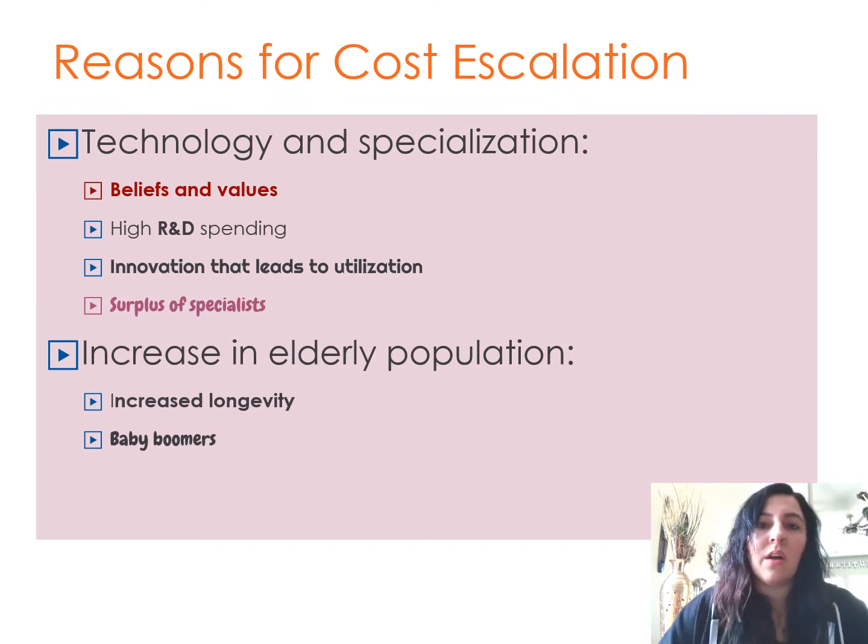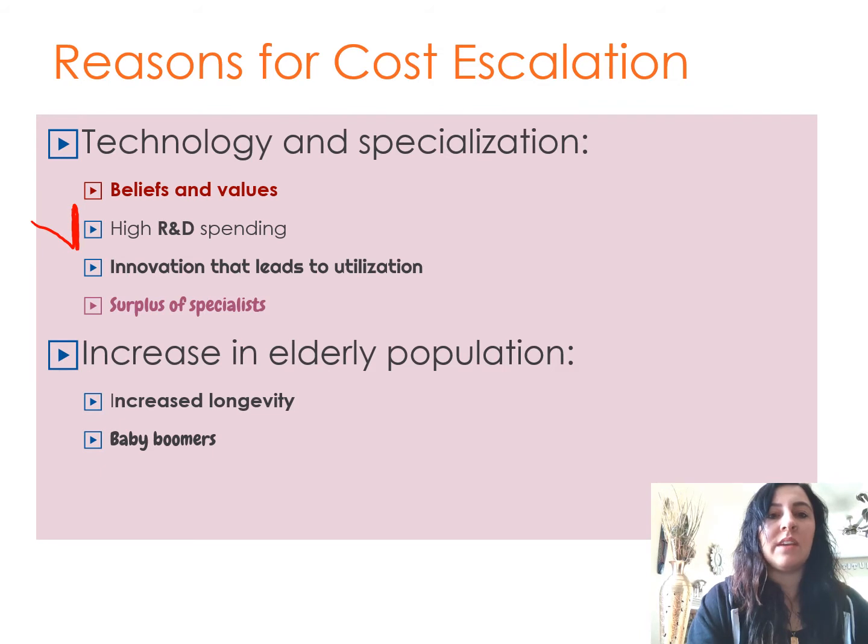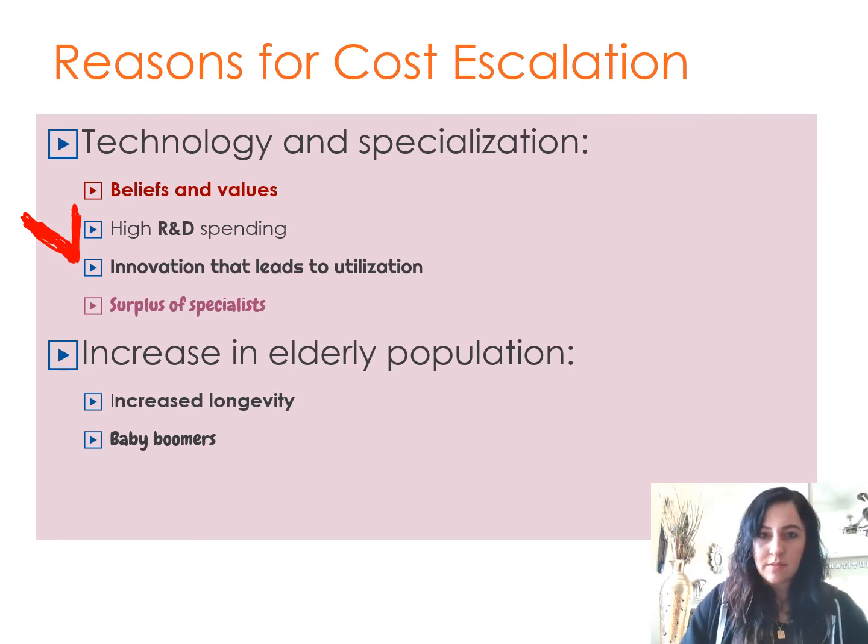Okay, so technology and specialization. Okay, research and development. We invest so much money into research and development. We've already talked about this a lot, and that's a huge thing that, I mean, obviously investing in research and development costs so much money. Okay, coming up with new technology. This technology is not cheap, so that's going to cost a lot of money. Paying the researchers and the physicians, the specialists and whatnot, that's costing a lot of money.